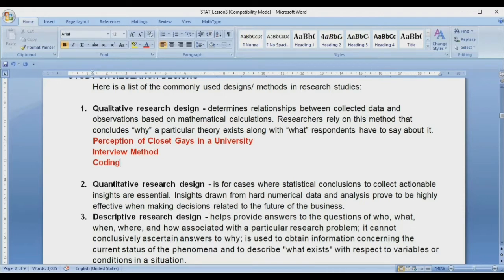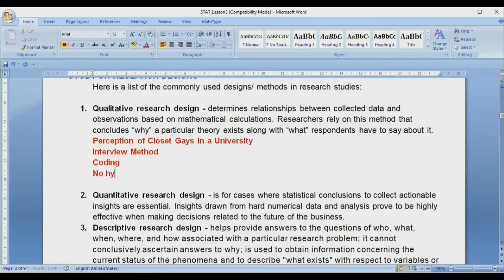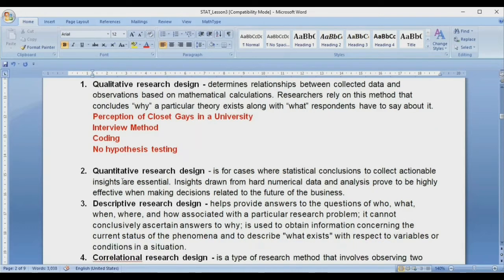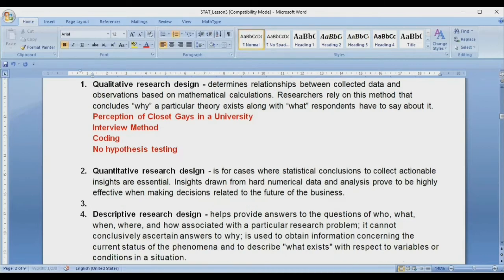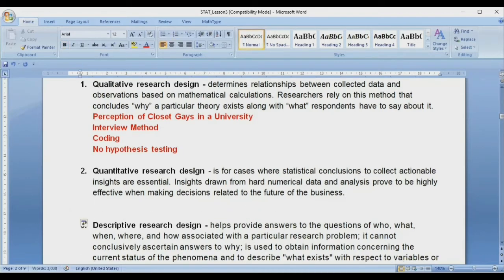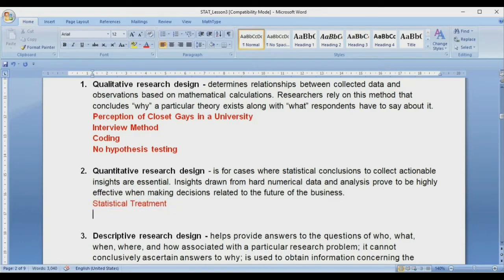So, pag qualitative research, wala siyang hypothesis testing. Walang kang gagamitin na statistical treatment. More on narrative form. Next, quantitative research design, from the word itself, quanti, so more on computation. So, ito na yung comprehensive. Gagamit ka ng statistical treatment. Okay, so ito yung meron na tayong hypothesis.